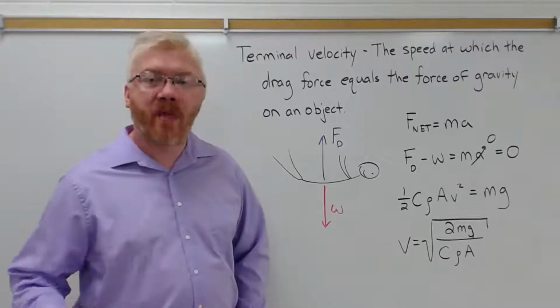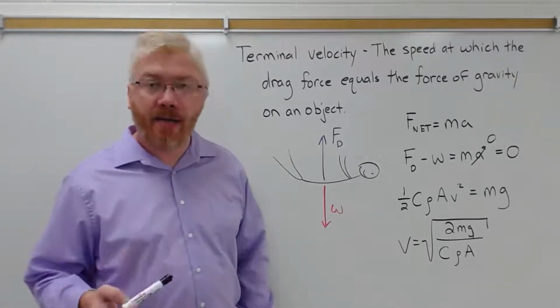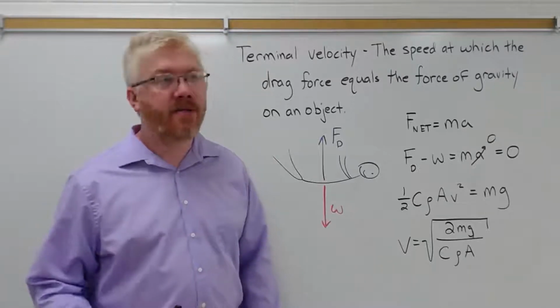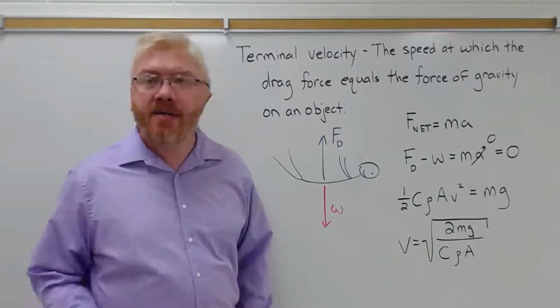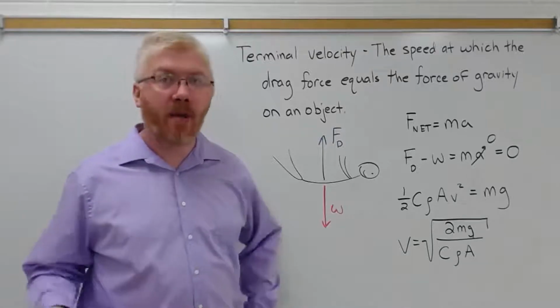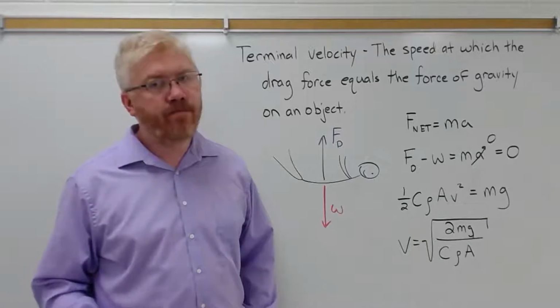So terminal velocity is the speed at which the drag force on an object is equal to the force of gravity on that object. And this is typically used in skydiving. But also could be for any object that's dropped. A penny falling from the Empire State Building. Will a penny that falls from the Empire State Building kill a person? The answer is no.